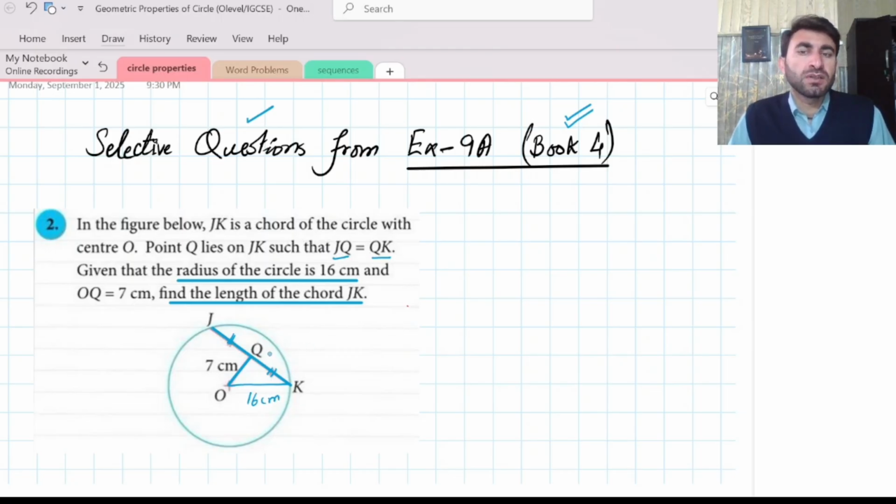We can see that chord JK is divided into two segments, JQ and QK, and both are equal. So according to the first property, as OQ is passing through the midpoint of the chord, it must also be perpendicular to this chord. So here it creates a right triangle, and we are going to find the value of QK from that right triangle using the Pythagorean identity, because there are two known sides and we can find the third side.